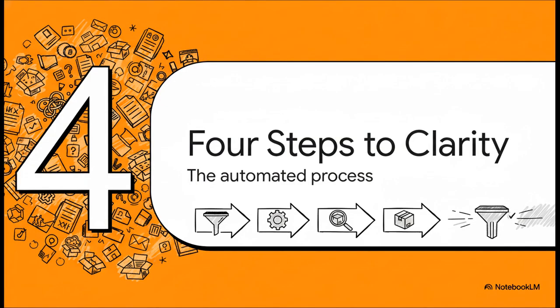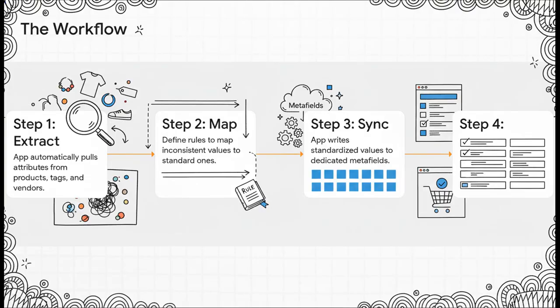Okay, so the concept makes sense. But what does it actually look like to set this up? Well, it's actually a super simple 4-step process that takes you from total chaos to crystal clear filters. It's really pretty automatic. First, the app just scans all your products and pulls out the attributes you care about.